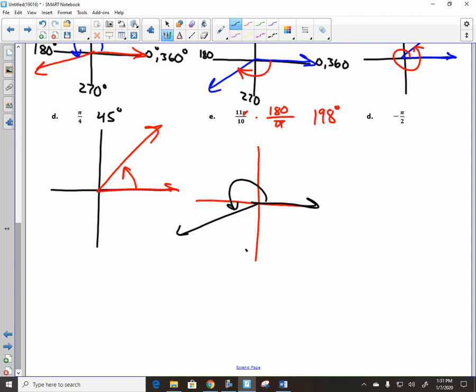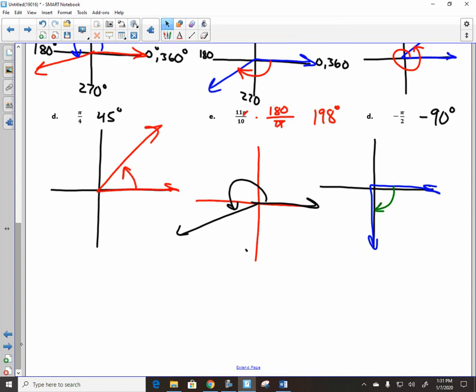And finally, negative pi over 2. Pi over 2, do you remember how many degrees that is? So negative 90 degrees. So I go 90 degrees, but I go in the opposite direction than I was before. And there you have it.